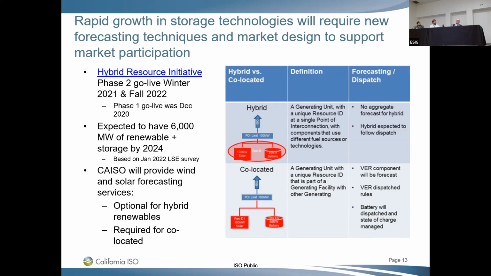Hybrid resources are expected to follow their dispatch. So they're expected to follow their DOT at all times. Where co-located resources, we have a VER component, then that forecast goes directly to the market optimization. And the renewable side of the co-located can follow the VER dispatch rules. So they can produce as capable during certain situations for the forecast. The battery will be dispatched and the state of charge will be managed.